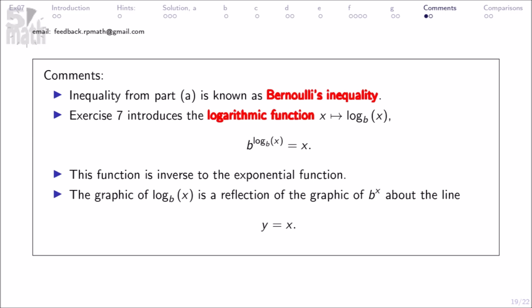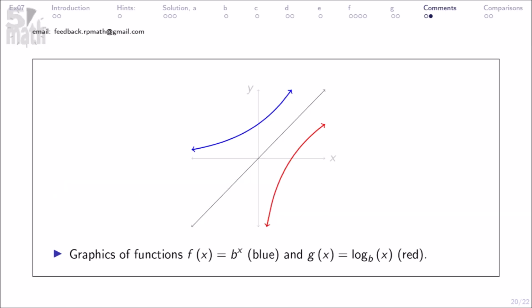Comments. Inequality from part A is known as Bernoulli's inequality. Exercise 7 introduces the logarithmic function x maps to log base b of x. B to the log base b of x equals x. This function is inverse to the exponential function. The graph of log base b of x is a reflection of the graph of b to the x about the line y equals x. Graphs of functions f of x equals b to the x, blue, and g of x equals log base b of x, red.